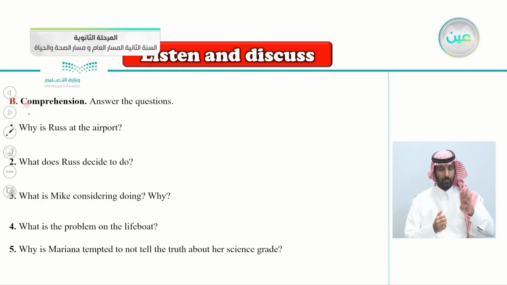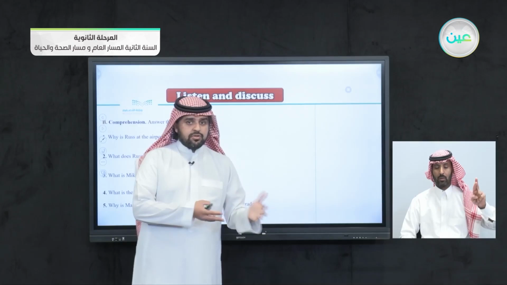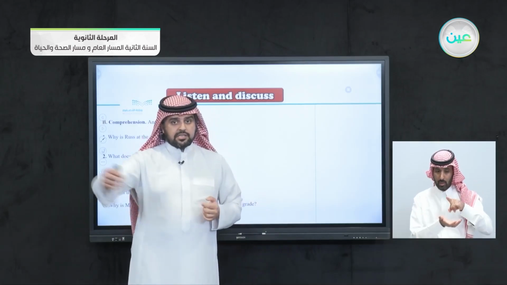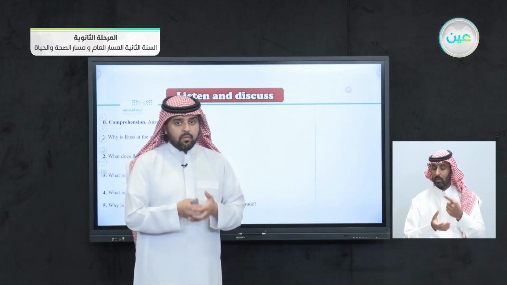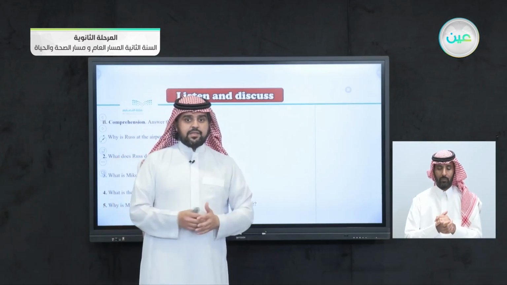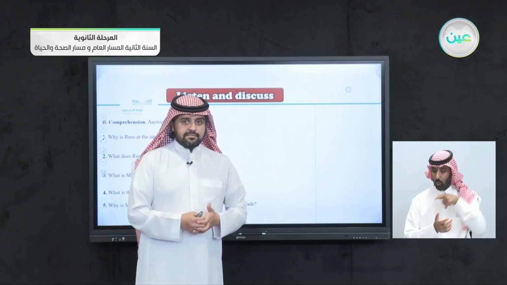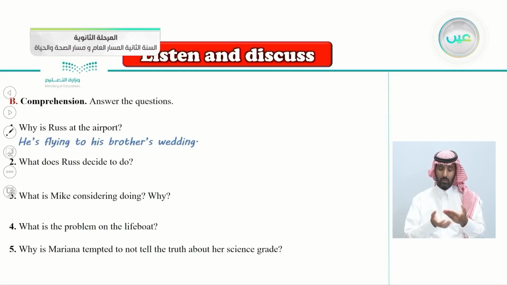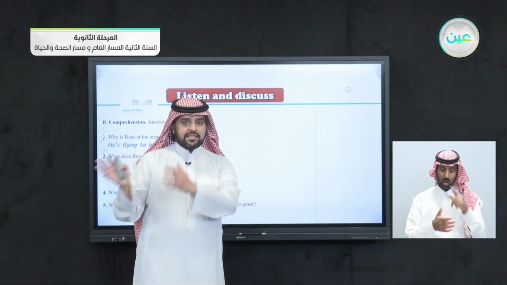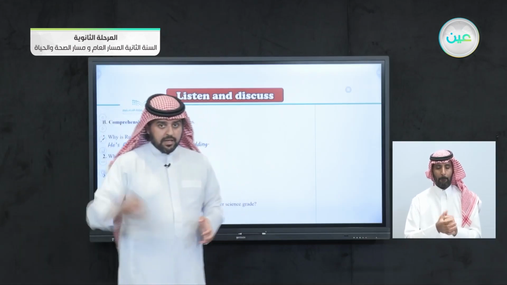Exercise B, comprehension. Answer the questions. Why is Russ at the airport? Remember the first incident? Russ saw the old man through the terminal and rushed to the plane. Why was he at the airport in the first place? So, why is Russ at the airport? He's flying to his brother's wedding, which is the dilemma, of course. Was he going to help the old man, or catch the plane to go to his brother's wedding?